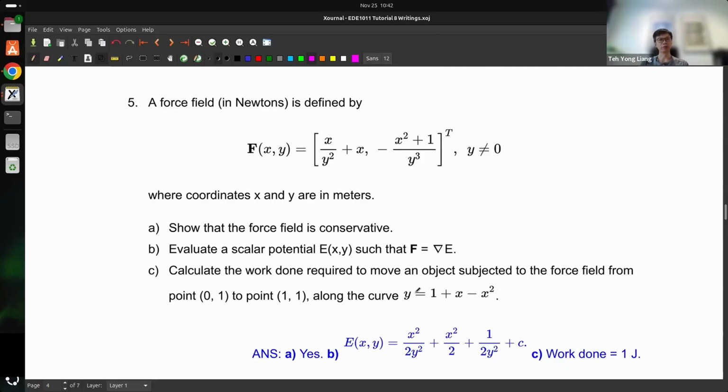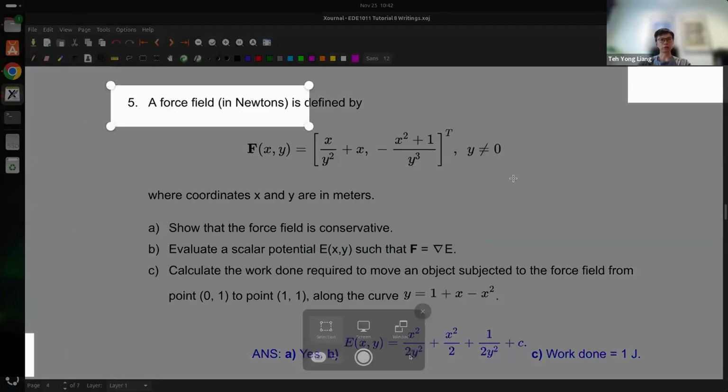This one, do I need to do? Can you do part A? Oh, part A. Yeah. Sure. Okay, let me just take a screenshot.